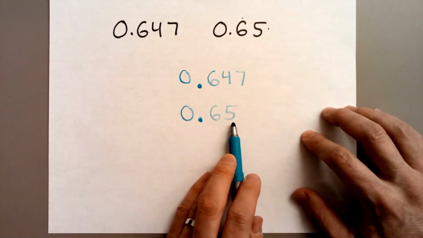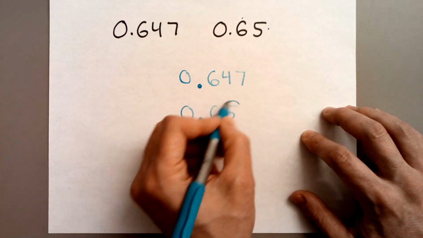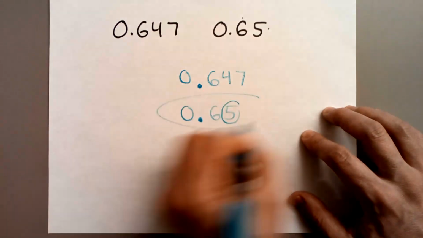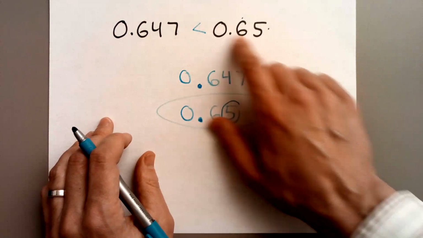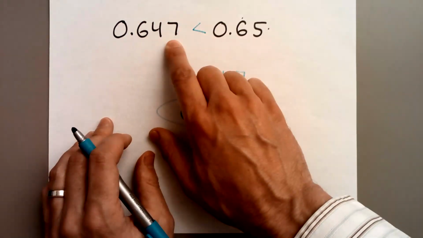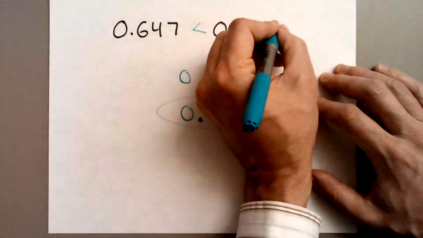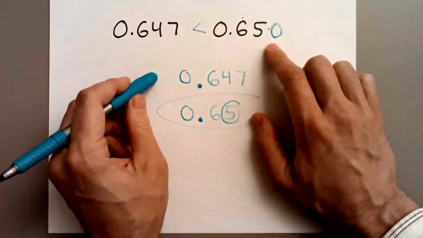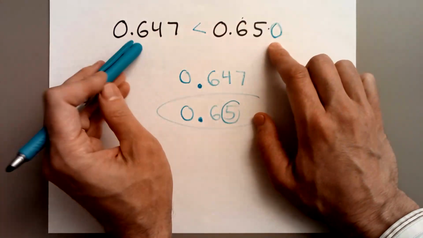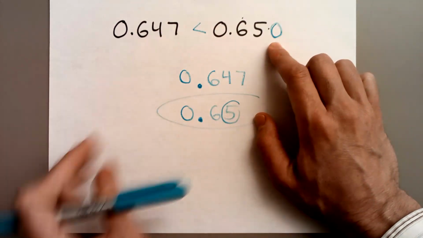To the next place, 5 is greater than 4. So this entire number is larger. 65 hundredths is greater than 647 thousandths. And again, I can prove it by putting a 0 there in the thousandths place. 650 thousandths is just 3 thousandths more than 647 thousandths.